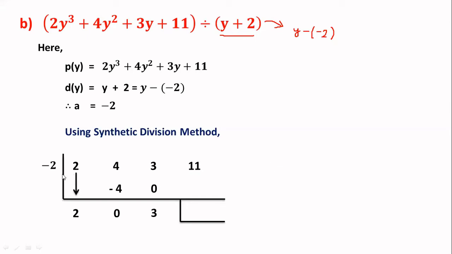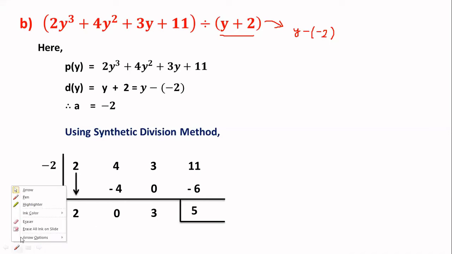Now the last multiplication: we multiply minus 2 and 3, and we get minus 6, which is going to be written below 11. When we simplify plus 11 and minus 6, the value will be 5. Now let's write the quotient q(y) and remainder r. We know that the terms outside the box, that is 2, 0 and 3, will be the coefficients of our quotient, and the term inside the box will be the value of the remainder.